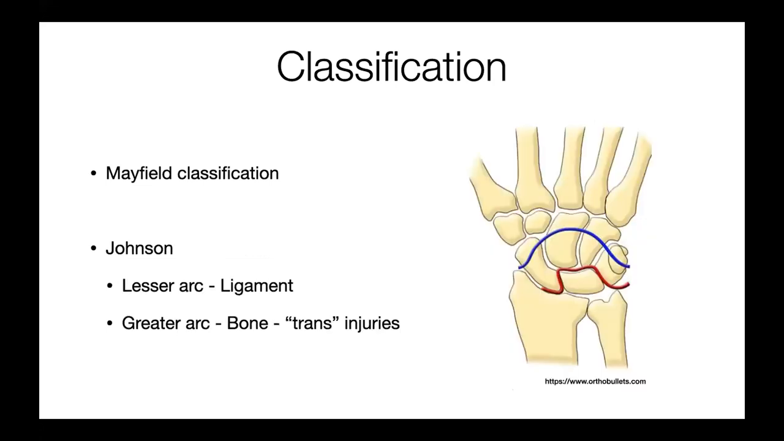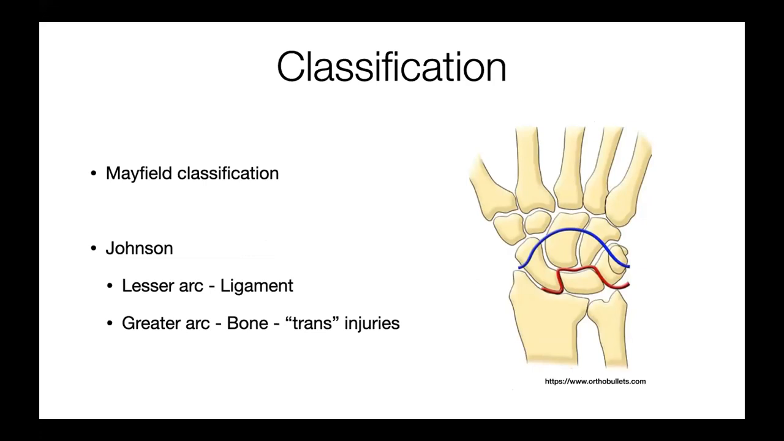Johnson, in the same year, described the lesser and greater arc injury patterns. So the lesser arc, depicted by the red line, are purely ligament injuries. This is easy to remember, L for lesser arc, L for ligament. The greater arc injuries depicted by the blue line are bony or fracture components to the injury. And these are termed trans injuries.